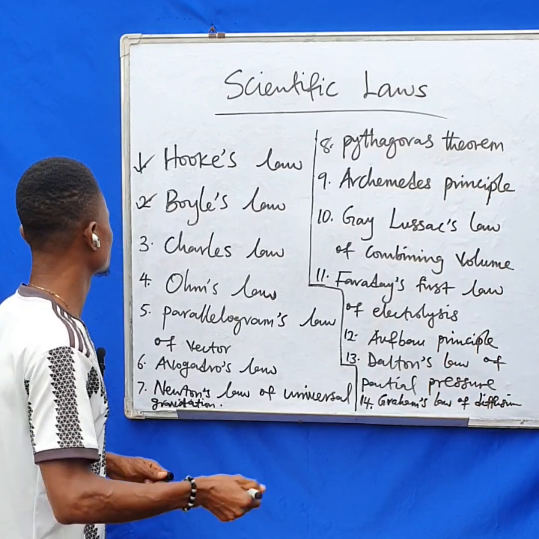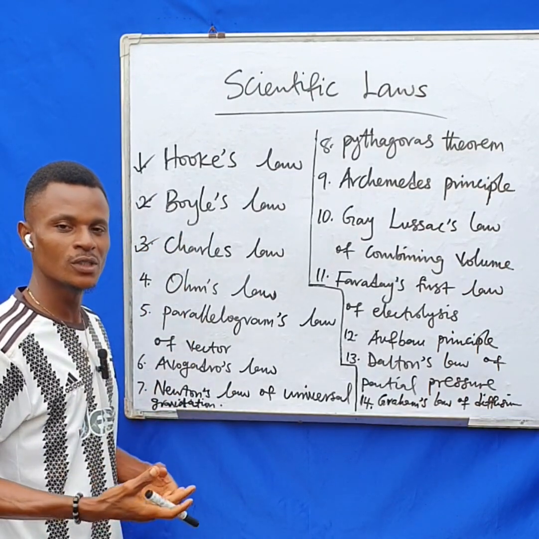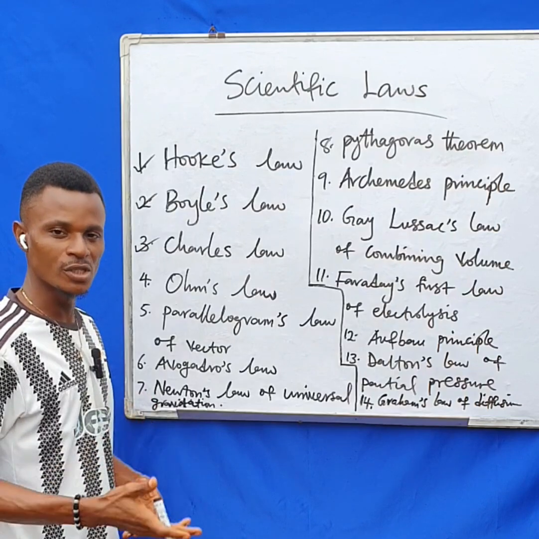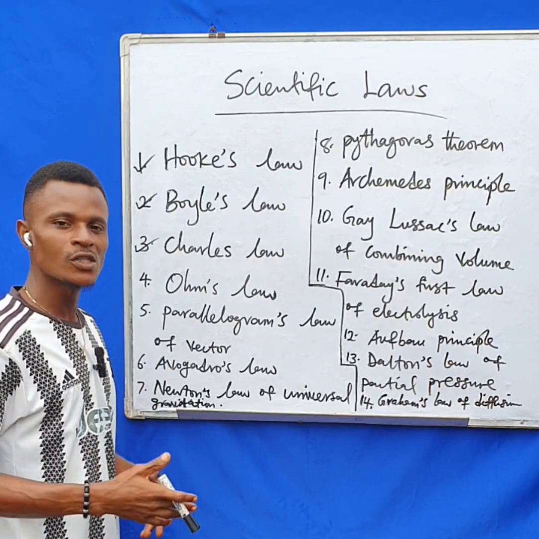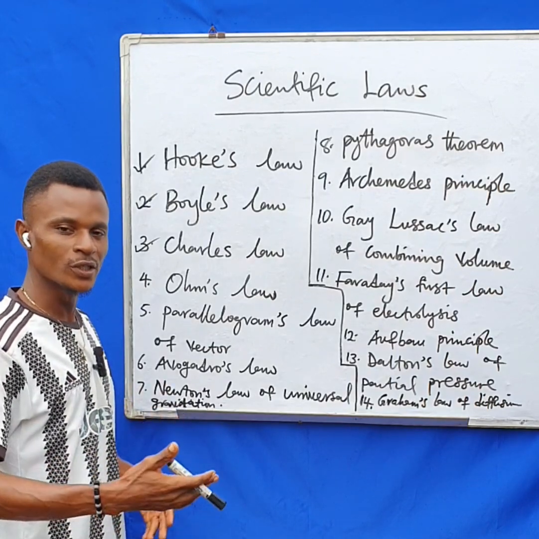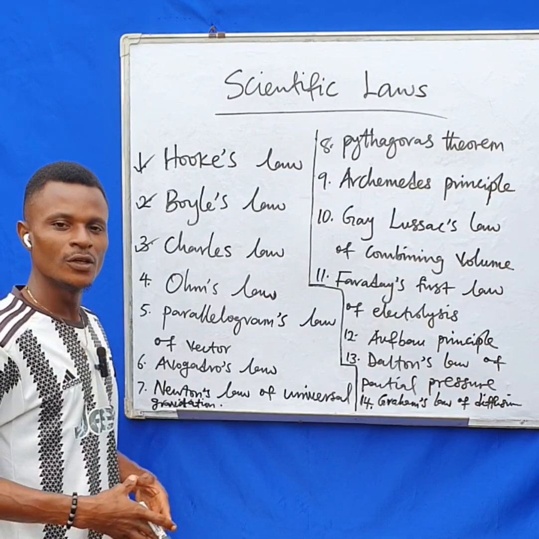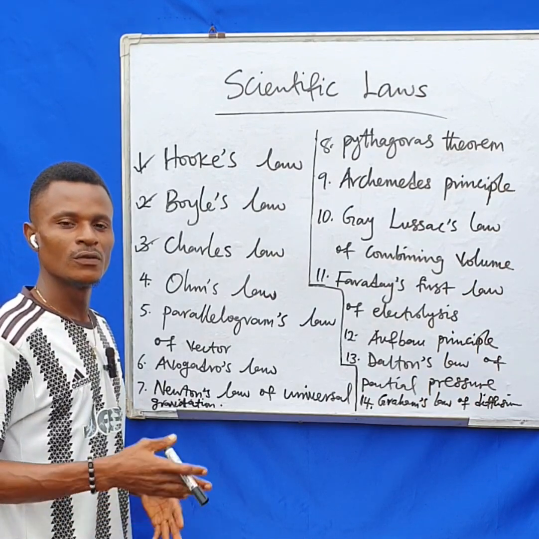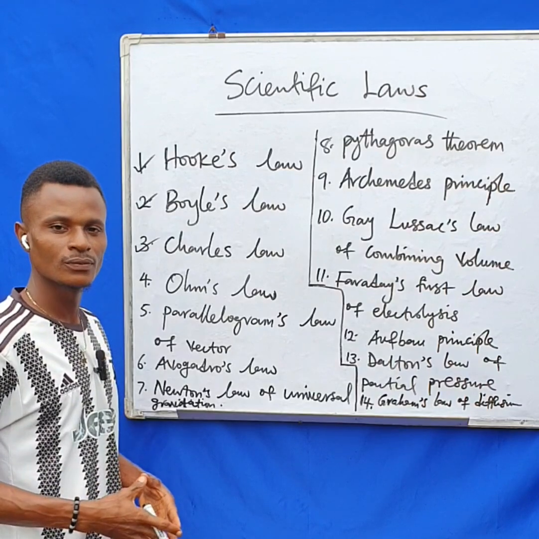Let's look at the third one. Next is Charles' law. Charles' law can also be found in gas laws in physics and chemistry. Charles' law states that the volume of a given mass of a gas is directly proportional to its temperature in Kelvin, provided the pressure is constant. The formula for Charles' law is V1 over T1 equal to V2 over T2.